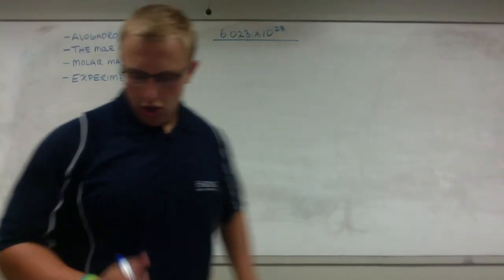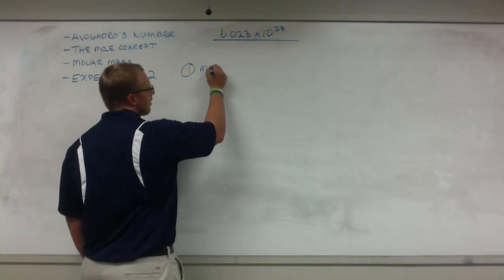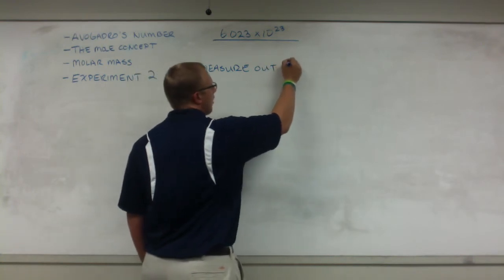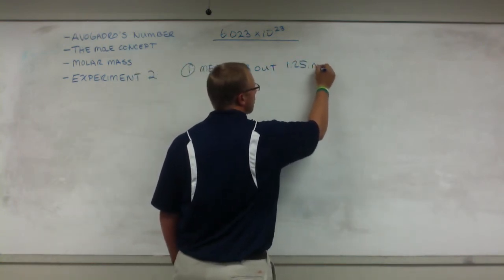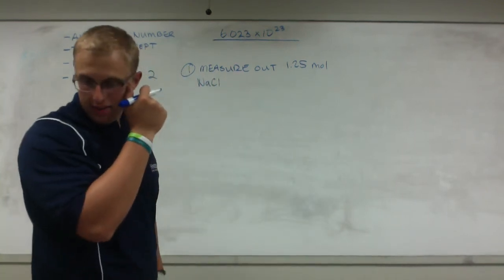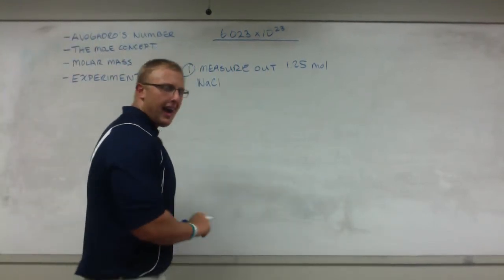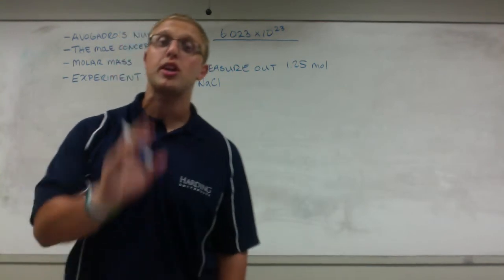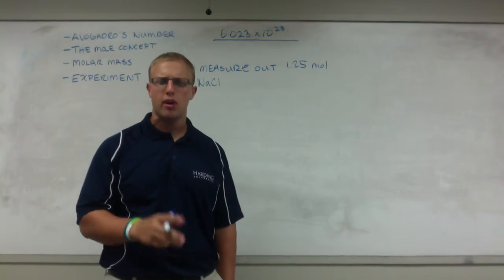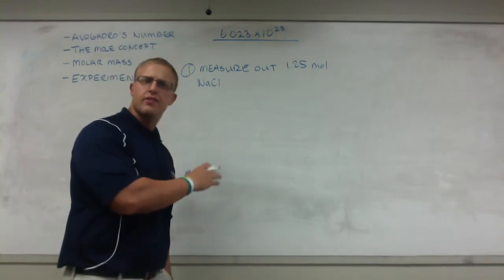So when you walk in, your first number 1 says measure out 1.25 moles of sodium chloride. Right? It says that. So what you'll do is you'll sit down with your group and you'll look at this and you say, how do we measure this? Well, you'll have a balance at your lab station. So how do you measure out 1.25 moles of sodium chloride? Well, it's really simple. You take moles and you use that to convert into a mass.